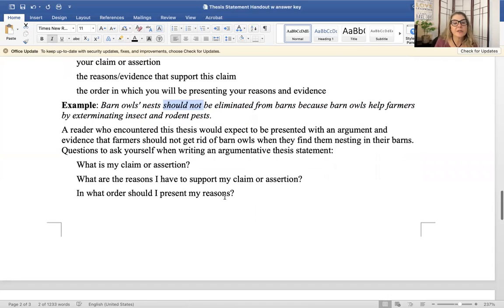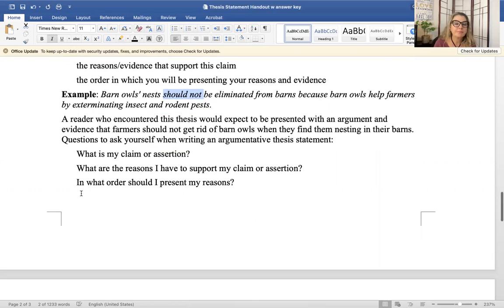And questions to ask yourself in the pre-writing, drafting stage: what is my claim or assertion? What are the reasons I have to support my claim or assertion? In what order should I present my reasons? And again, here, this is really talking about how you're going to structure your essay, your body paragraphs, okay? In which order, all right?